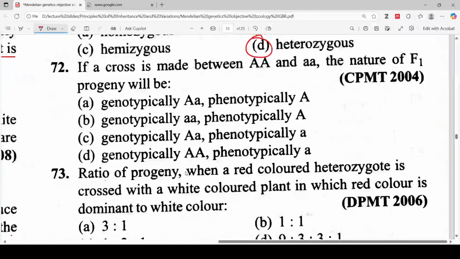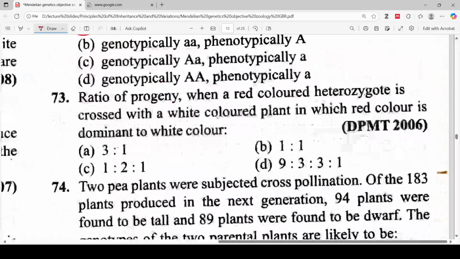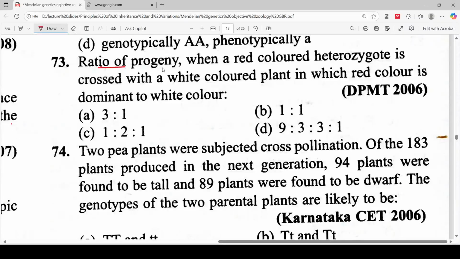If a cross is made between A and A, the nature of the F1 progeny will be option A. Next question. The ratio of the progeny when a red colored heterozygote is crossed with a white colored plant, in which red color is dominant to white color. So the correct answer you have to choose from this option is option B.